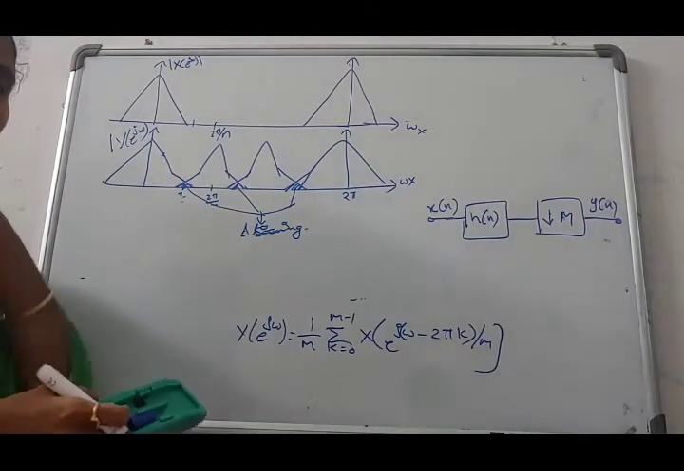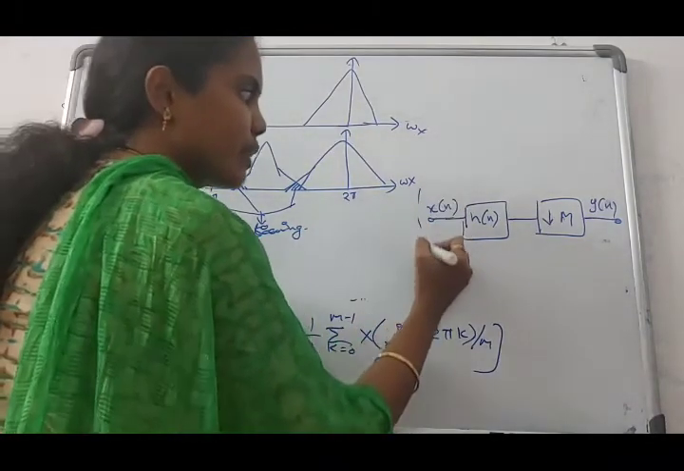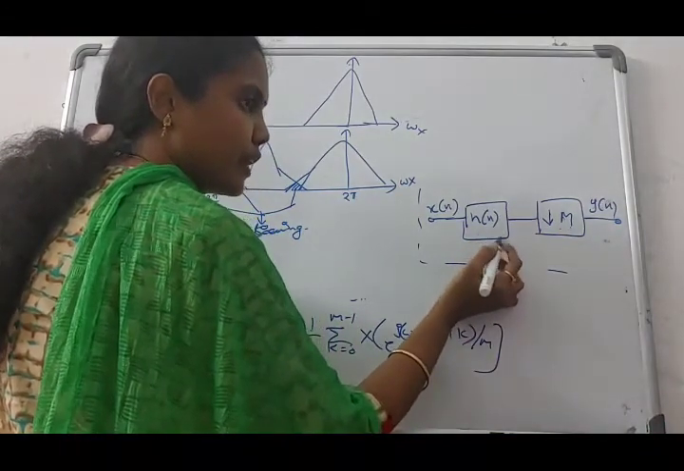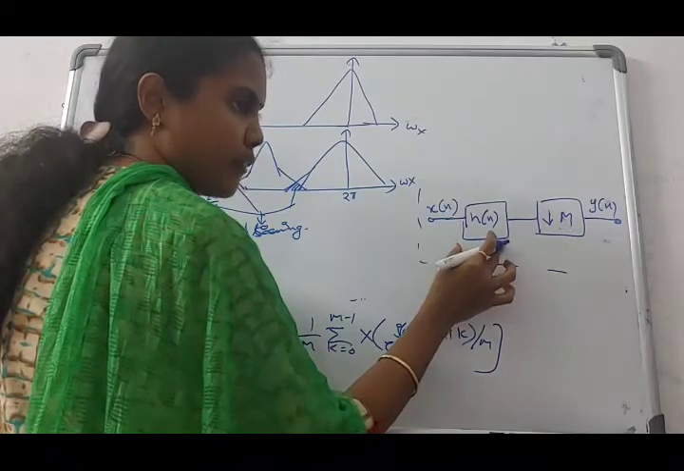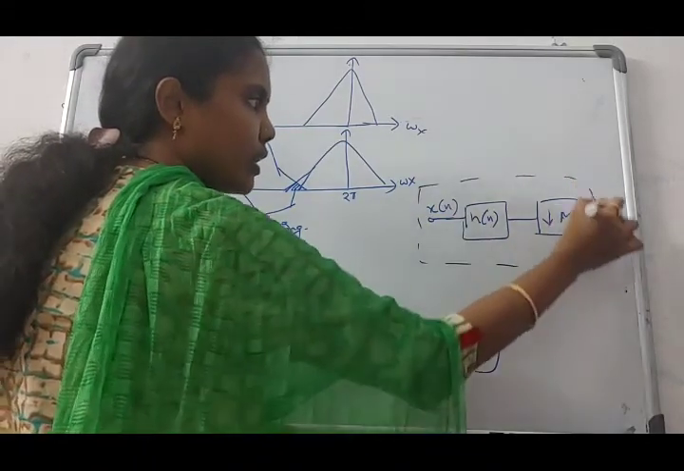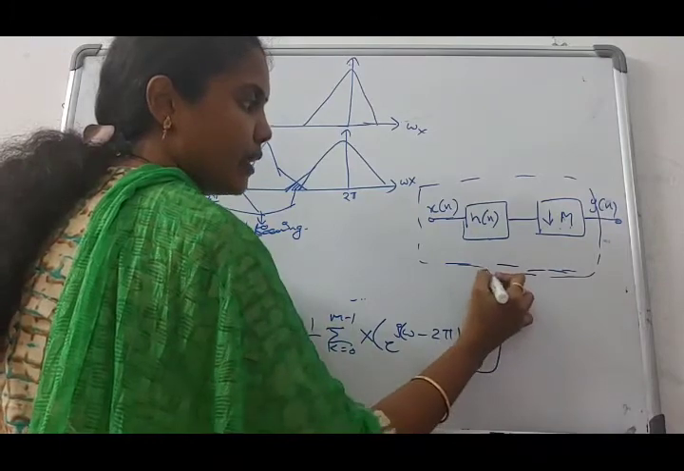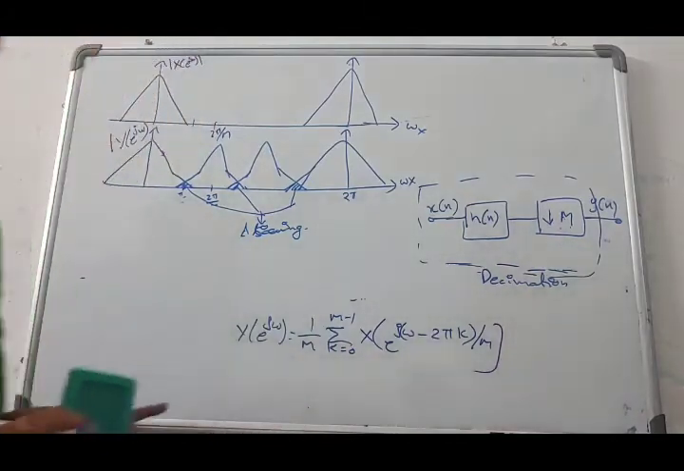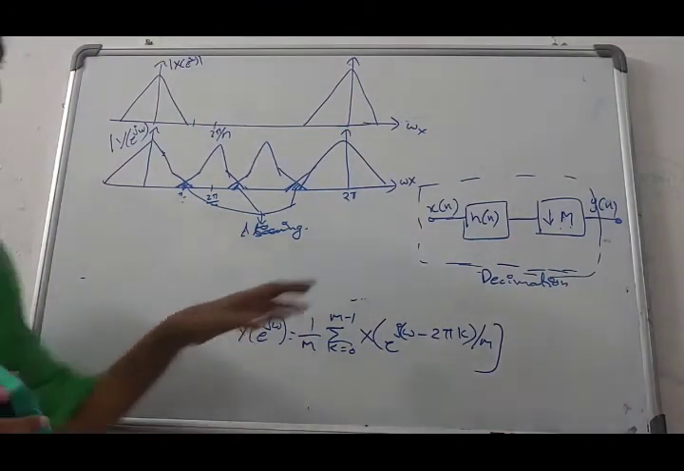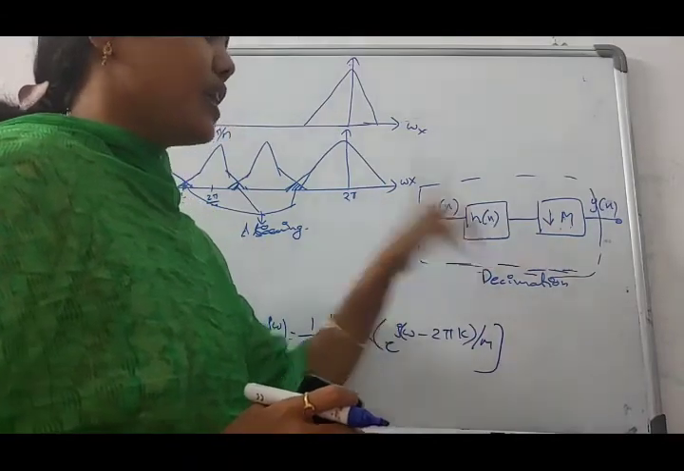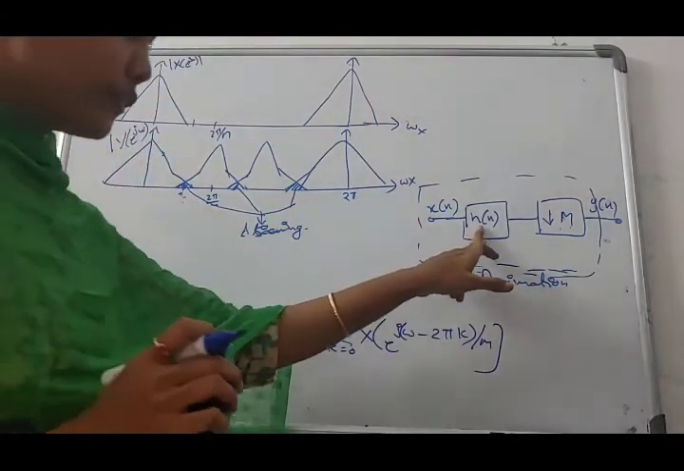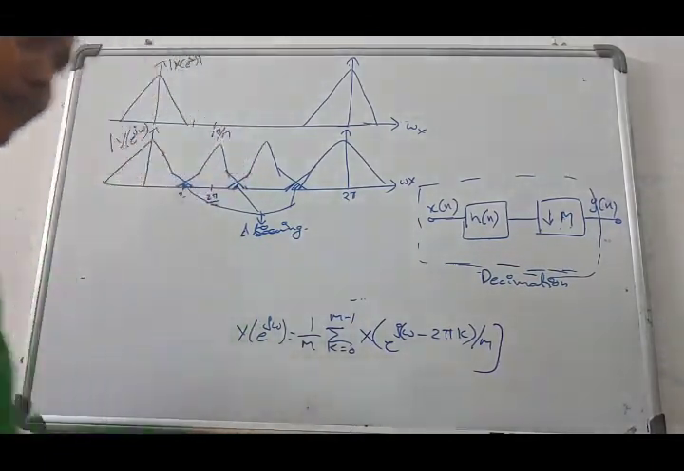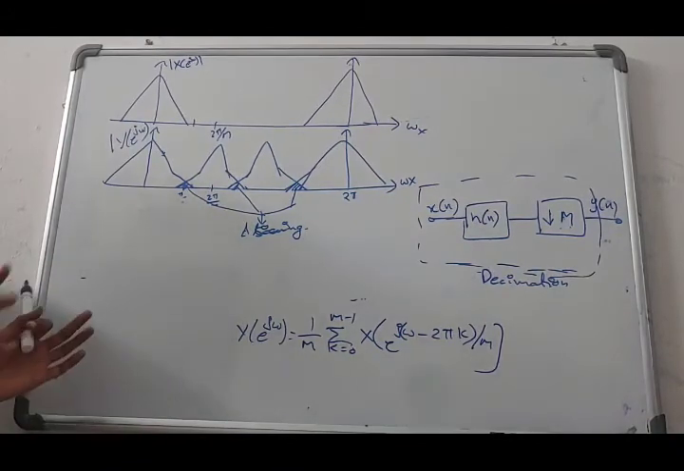In order to remove the aliasing effect, we have to use an anti-aliasing filter before the downsampler. Now see this circuit. This is a downsampler with a factor of m, and this is h of n. H of n is an anti-aliasing filter. So the total system is called decimation. Decimation is nothing but using an anti-aliasing filter before the downsampler. Because of this anti-aliasing filter, we remove the aliasing effect. Okay, so this is all about decimation.